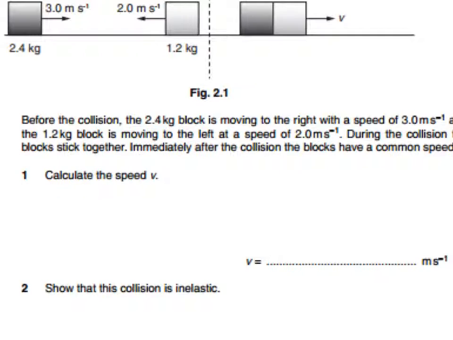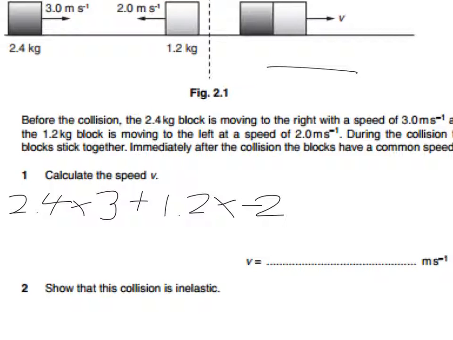So the total momentum before is 2.4 kilograms times 3 meters per second, plus the 1.2 kilograms times 2 meters per second. However, because this is moving in the opposite direction to the other one, its velocity is negative. So if we take moving to the right as positive, then this block over here has a positive velocity, this one has a negative, and these ones over here will also have a positive velocity.